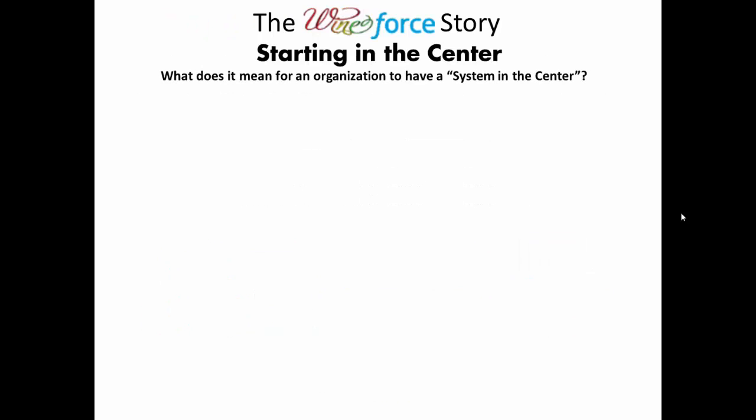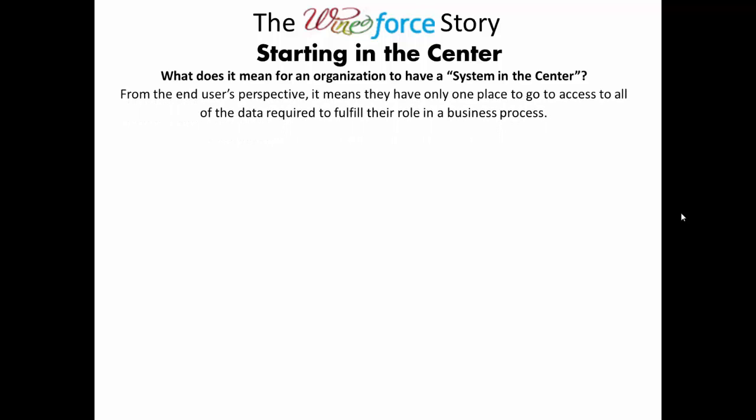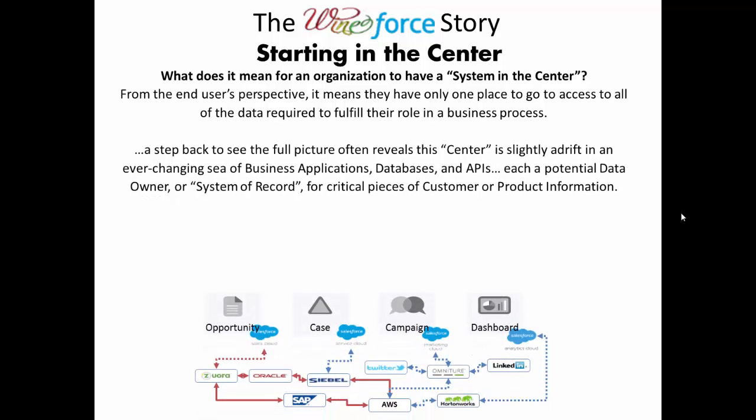We're going to start this demo in the center and ask, what does it mean for an organization to have a system in the center? From the end user's perspective, it means they have only one place to go to access all the data required to fulfill their role in a business process. A step back to see the full picture often reveals the center is slightly adrift in an ever-changing sea of business applications, databases, and APIs, each a potential data owner or system of record for critical pieces of customer or product information.